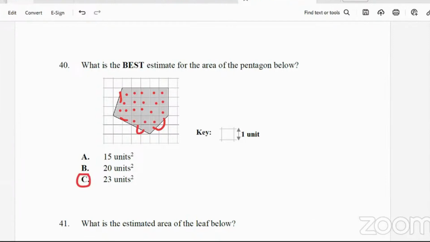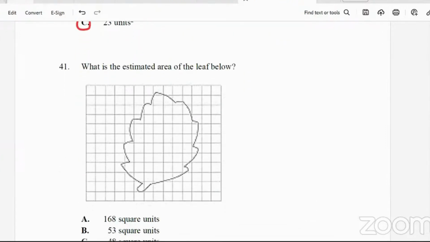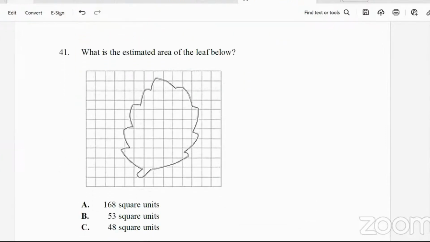Okay, we don't use a regular formula for these irregular shapes. We simply have to count up the space that it takes up. So that's what the area is, the amount of surface space that it covers.